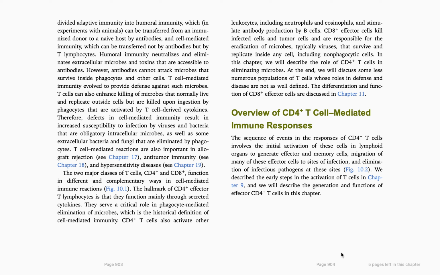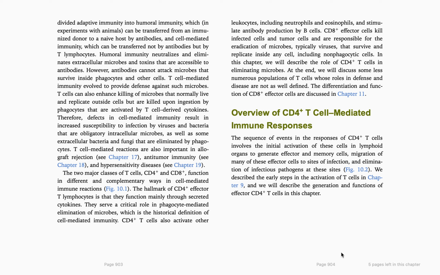cells. CD8 plus effector cells kill infected cells and tumor cells and are responsible for the eradication of microbes, typically viruses, that survive and replicate inside any cells, including non-phagocytic cells. In this chapter, we will describe the role of CD4 plus T cells in eliminating microbes. At the end, we will discuss some of the less numerous populations of T cells whose roles in defense and disease are not well defined. The differentiation and function of CD8 T effector cells will be discussed in chapter 11.